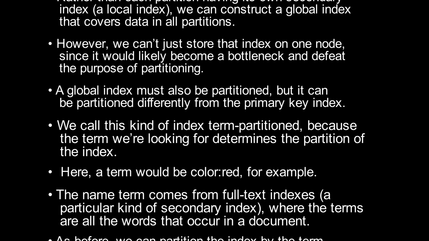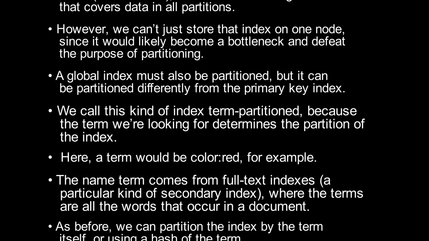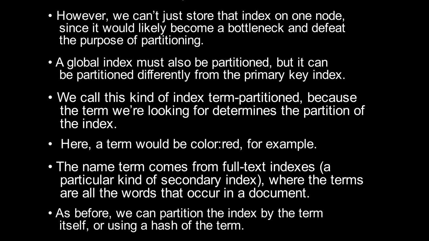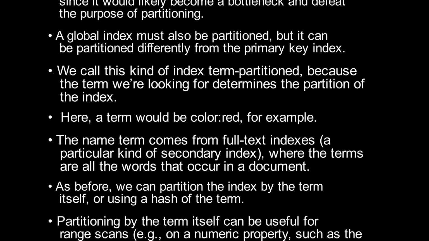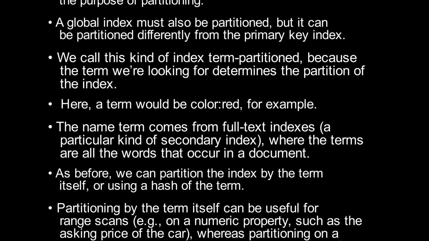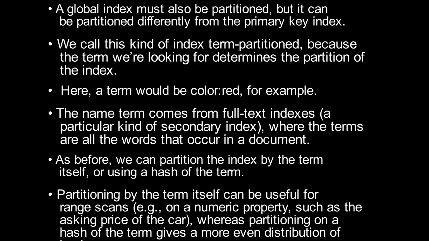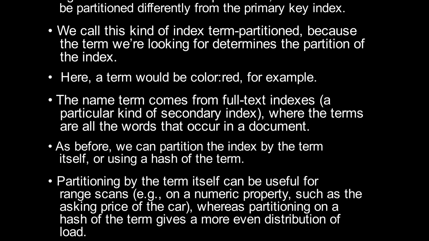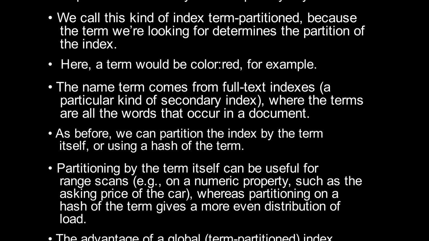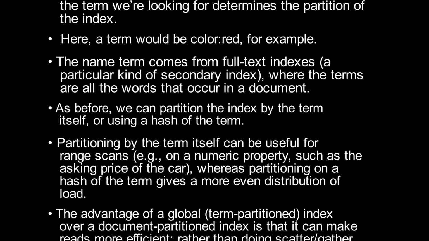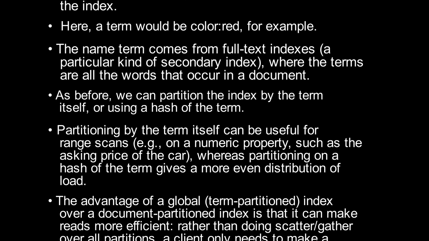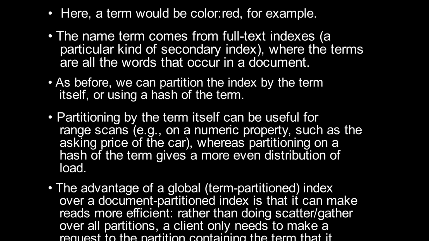Here, a term would be color:red, for example. The name term comes from full-text indexes, a particular kind of secondary index, where the terms are all the words that occur in a document. As before, we can partition the index by the term itself, or using a hash of the term. Partitioning by the term itself can be useful for range scans, for example on a numeric property, such as the asking price of the car, whereas partitioning on a hash of the term gives a more even distribution of load.